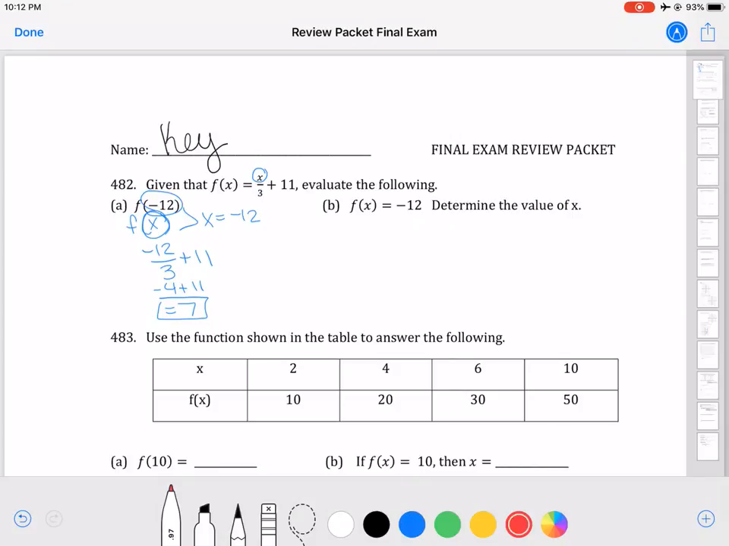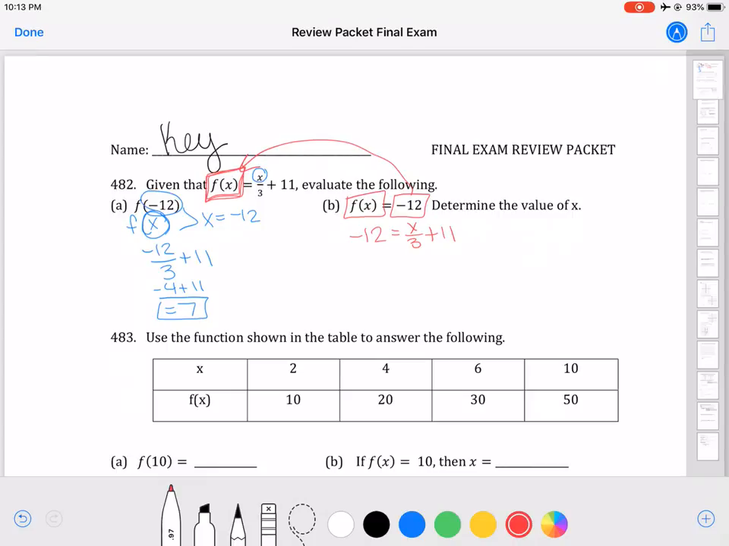Now part B is a little bit different. It's telling me that f of x is equal to negative 12. Notice that it is still negative 12, but it's in a different spot. It's telling you the whole f of x right here on the left side of the function is negative 12. So that's where that negative 12 is going to get plugged in, not for x. So I'm going to write negative 12 in place of f of x, and that x over 3 plus 11 from the function is just going to come down.